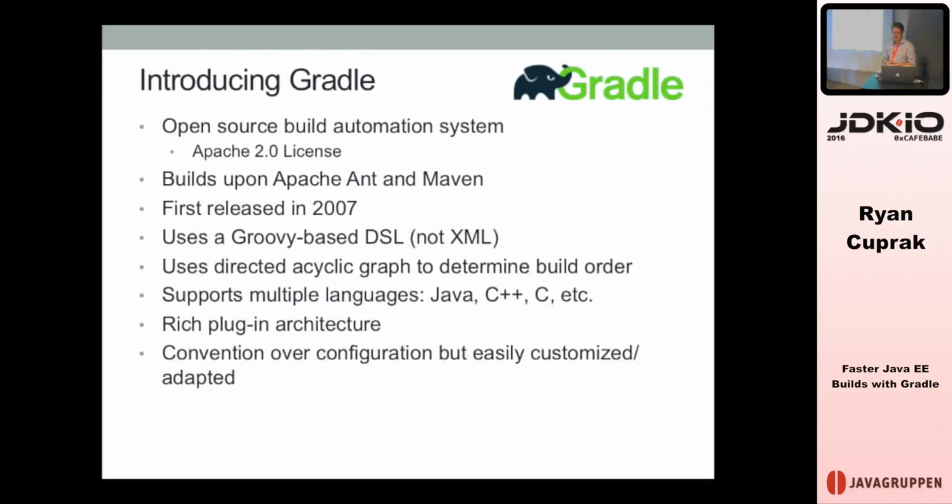Well, I guess most of you will be familiar with this already, but for those of you that aren't, Gradle is an open source build automation system. It's under the Apache 2.0 license. It builds upon Apache Ant and Maven. It was first released in 2007. It uses a Groovy DSL, not XML, which is a big improvement. It's much easier to work with than XML. It also gives you a lot more freedom. It uses a directed acyclic graph to determine the build order underneath.